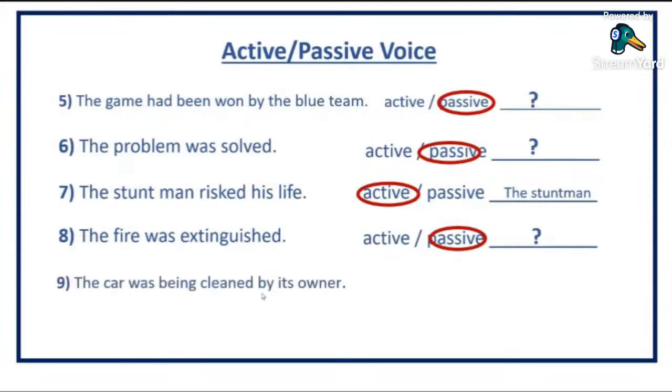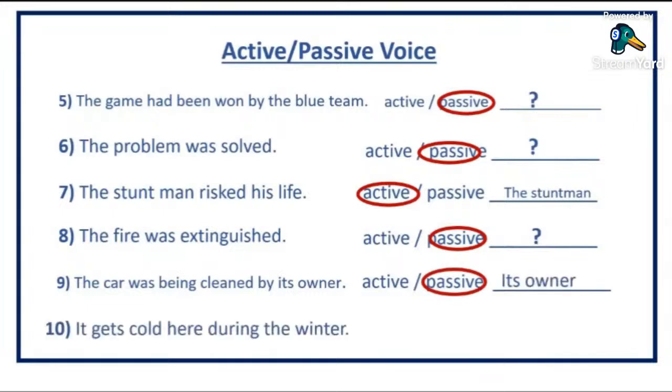Number 9. The car was being cleaned by its owner. Active, passive. Answer is, it's passive. And we have its owner. Number 10. It gets cold here during the winter. Active, passive. Answer is active.